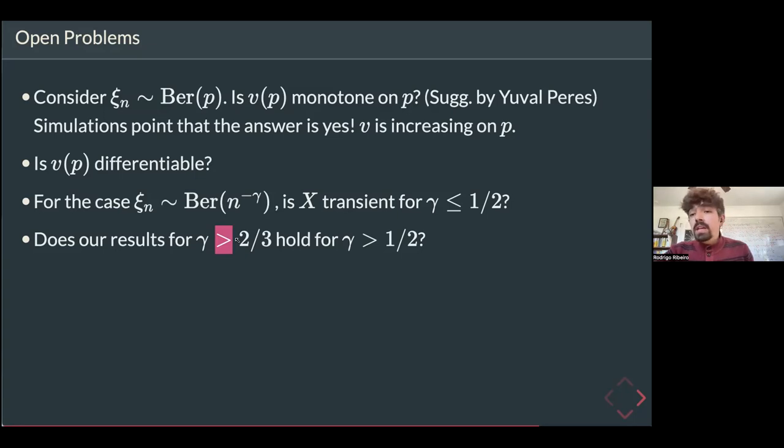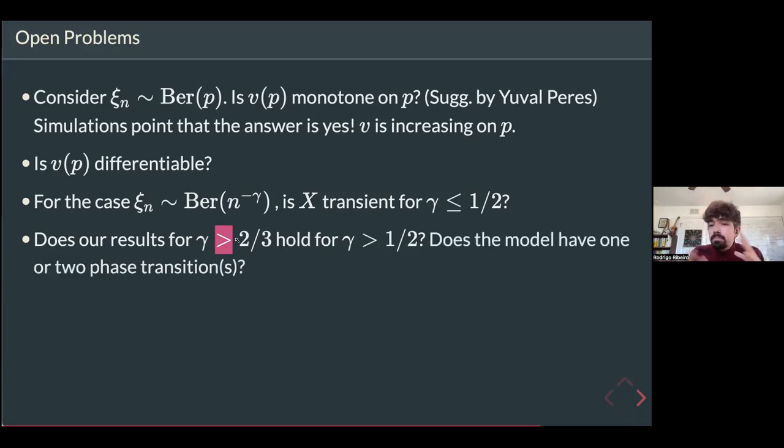So the question is, is it true for gamma above 1/2, for instance? Because maybe the model actually has not only one but two phase transitions. In what sense? Well, one phase transition would be at 1/2 for recurrence and transience. Above 1/2, you are recurrent. Below 1/2, you are transient. But then you would have a different phase transition at 2/3.